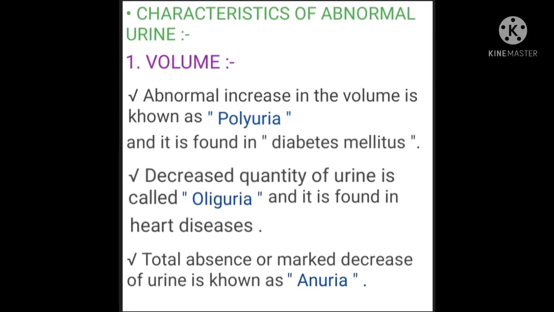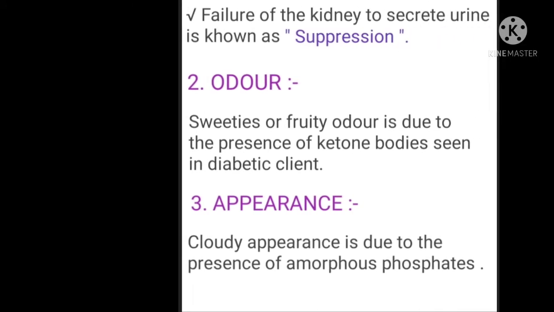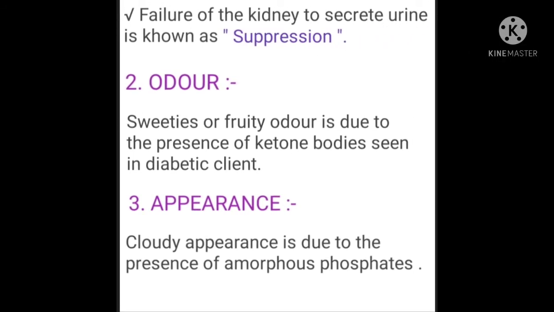Next, moving on to characteristics of abnormal urine. First is volume. Abnormal increase in the volume is known as polyuria, and it is found in diabetes mellitus. Decreased quantity of urine is called oliguria, and it is found in heart disease. Total absence or marked decrease of urine is known as anuria. Failure of the kidney to secrete urine is known as suppression.